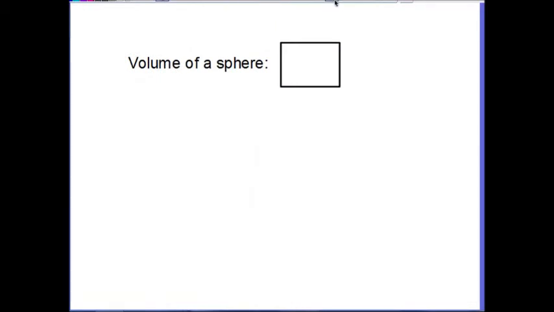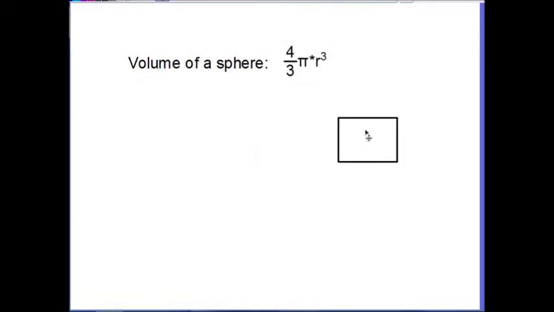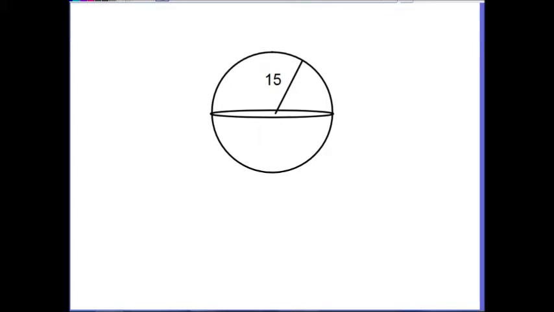The volume of a sphere can be found using the formula 4/3 pi times radius to the third power. So the only piece of information we need to find the volume of that sphere is going to be the radius. So let's do our first example.